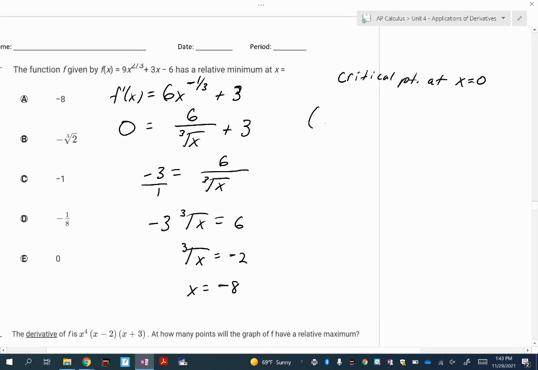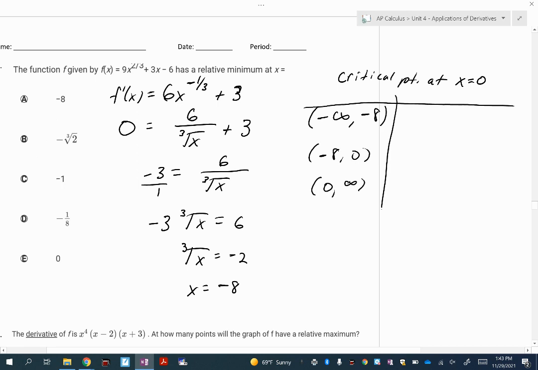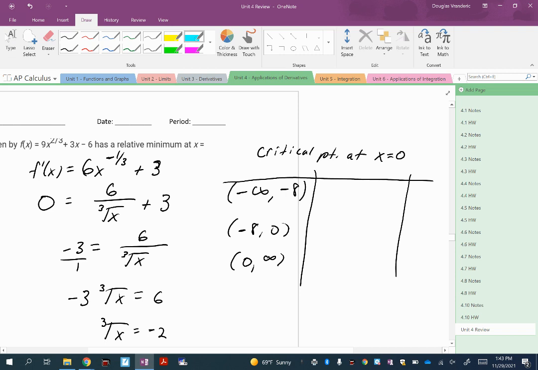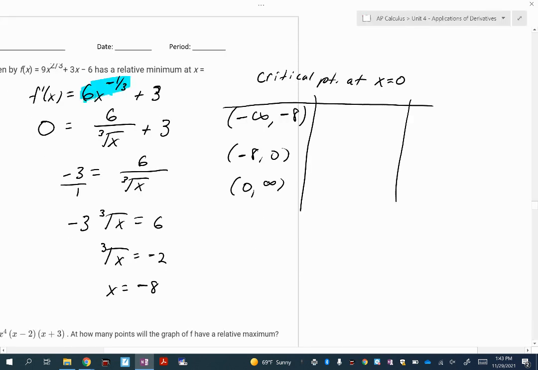So I'm going to go ahead and do my same thing I did before. Negative infinity to negative 8, negative 8 to 0, and 0 to infinity. I need to find my signage to make my conclusion. So if I plug in negative 9, remember I'm plugging into the derivative here. If you want to use a calculator, you can. I'll go ahead and show you using Desmos to do this.